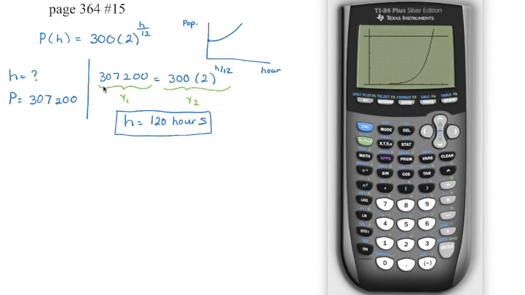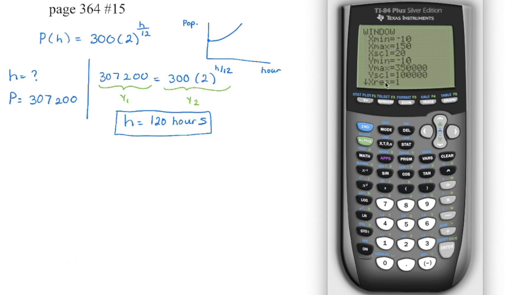Calculator. This is going to be a horizontal line at 307,200. So I know right away on my window that my y maximum is going to have to be higher than that, especially because this is a growth function. It's rising to the right. So I put a really large y maximum, and then I adjusted my scale accordingly. And then once I did that, I realized my X maximum wasn't far enough over. So I had to play with that until I could see that point of intersection.